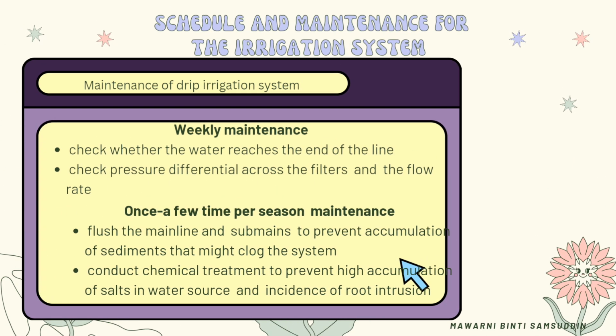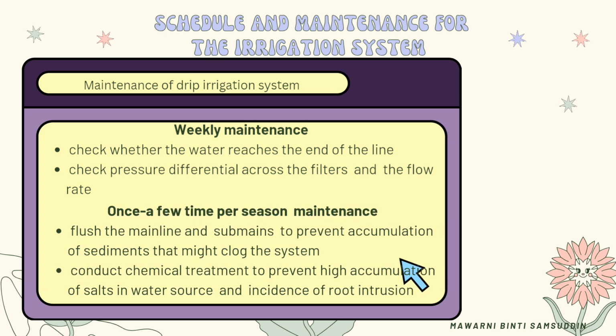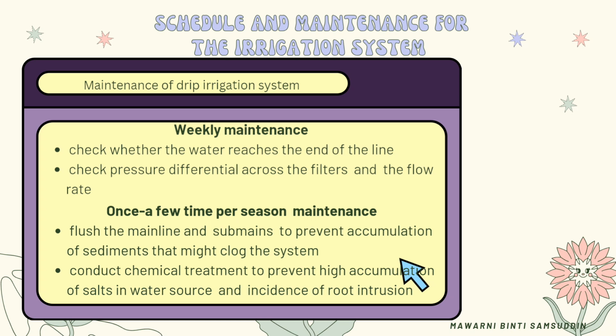Next is maintenance of the drip irrigation system, which is divided into two. The first one is weekly maintenance, in which the farmers must check whether the water reaches the end of the line and check the pressure differential across the filters and the flow rate. The second type is maintenance a few times per season, in which the farmers must flush the main line and submains to prevent accumulation of sediments that might clog the system, and conduct chemical treatment to prevent high accumulation of salts in the water source and incidence of root intrusion.